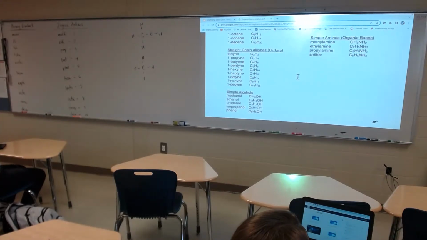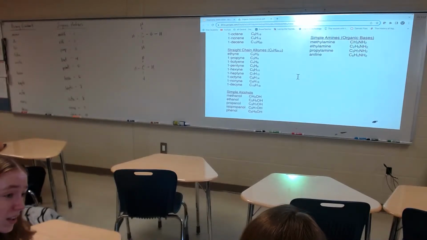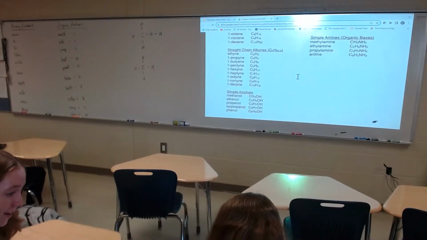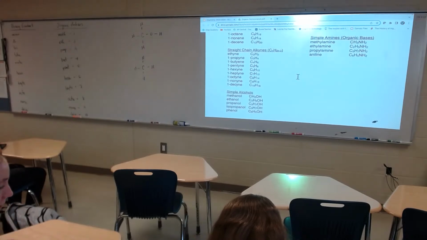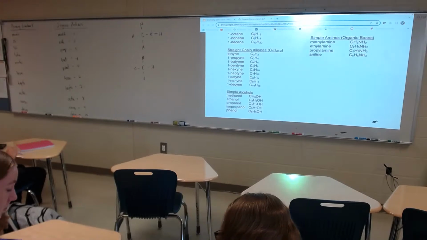Tomorrow's quiz is on a crossword? No, just ionic. Just ionic. So it'll be like the math ones, like nickel phosphide, stuff like that, the names of it, the equations.